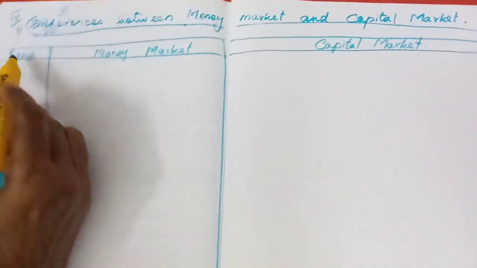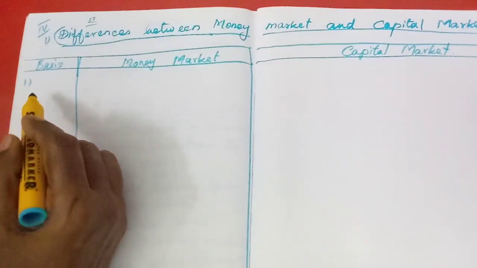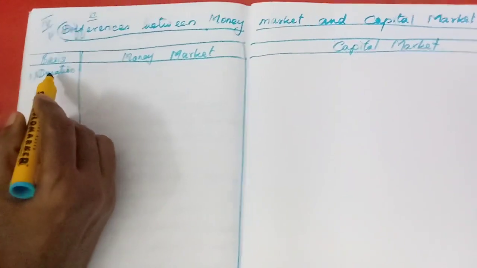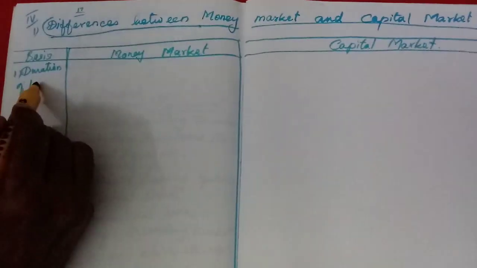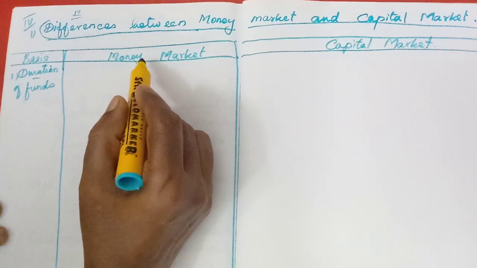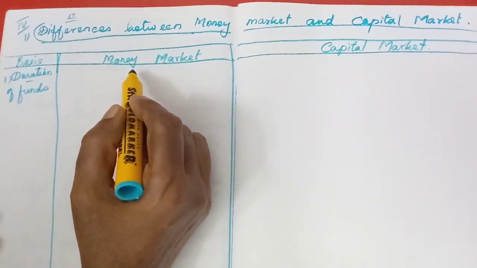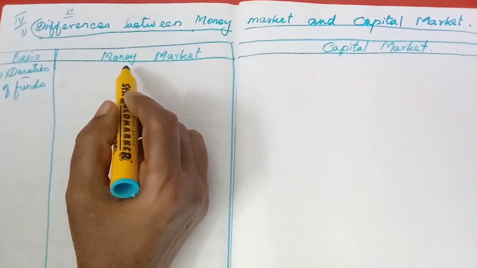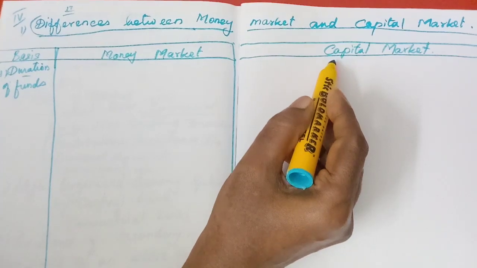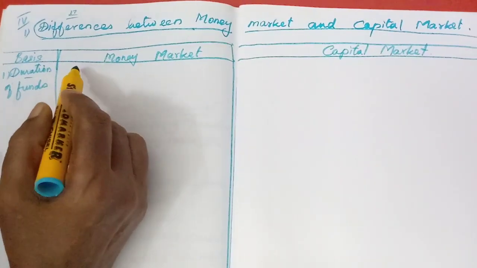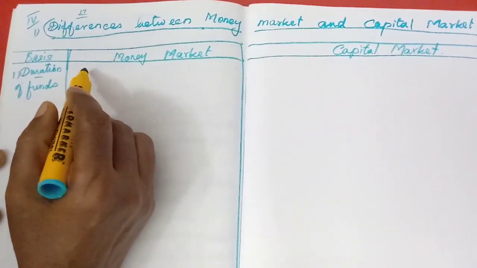What is the first one? Base. Here you write base: money market, capital market. First one is the duration of funds. On that basis only both the markets are differentiated. What is the duration you know? Roughly, money market is for securities with a maturity of less than 1 year. Here, securities of maturity period more than 1 year, isn't it? So we can say money market is a market for short term funds.